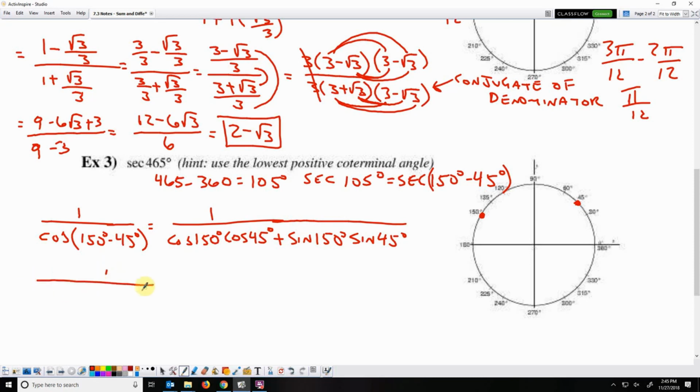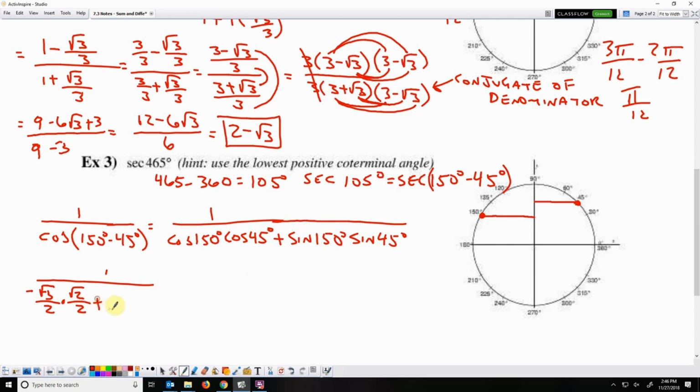So 1 over cosine 150, that's the x value. Third position left is root 3 over 2. Cosine 45, that's the second position right. Root 2 over 2. I have an error here because my cosine 150 is to the left. That should have been negative. Negative root 3 over 2 for cosine 150. Root 2 over 2 for cosine 45.